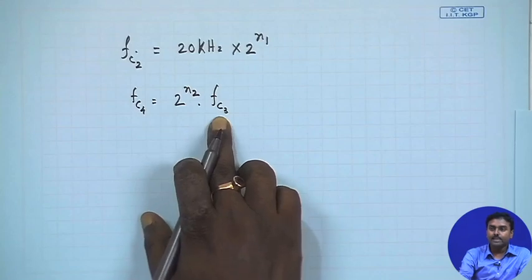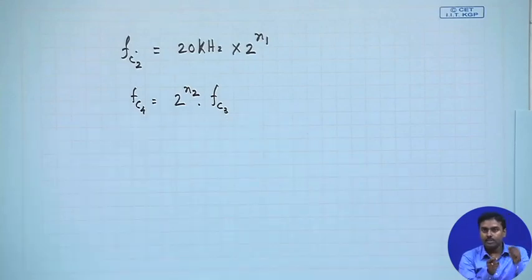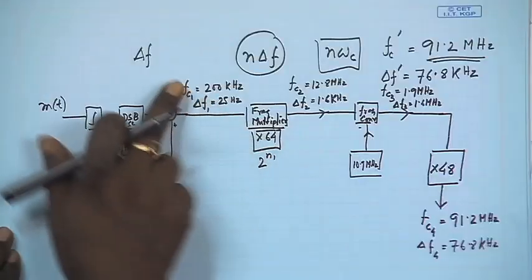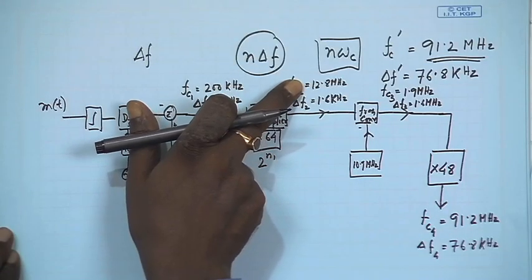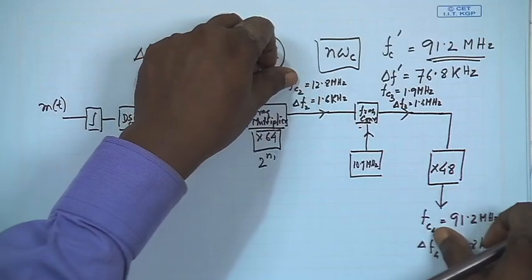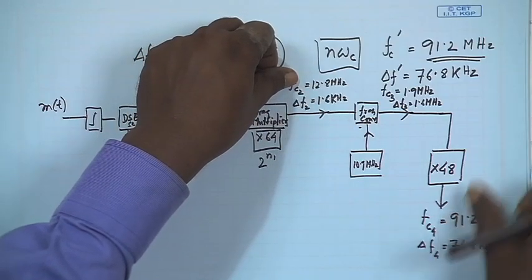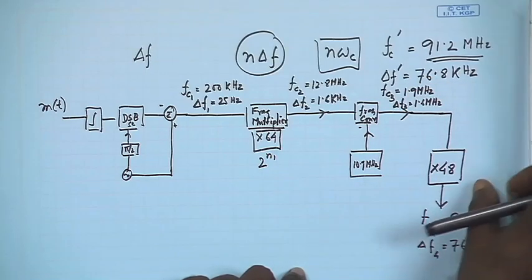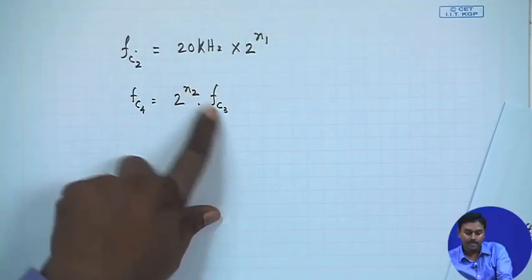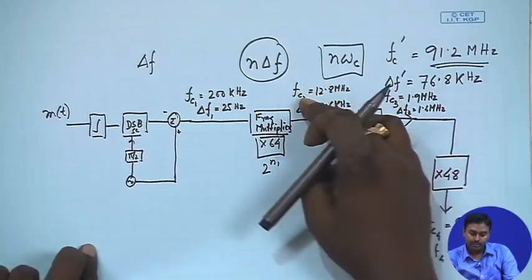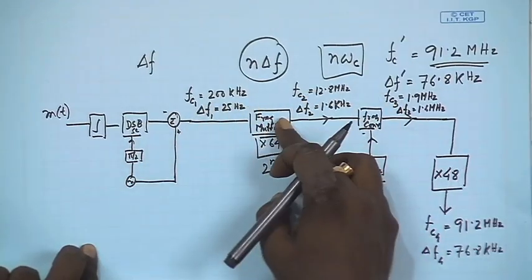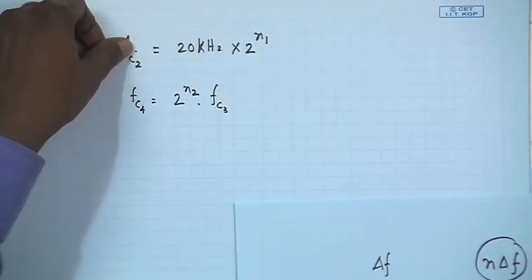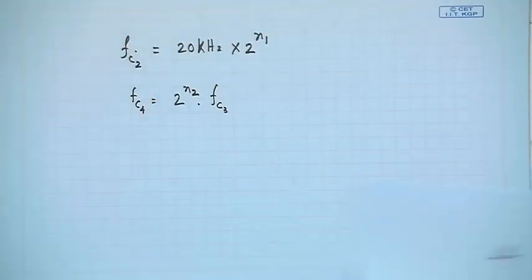This Fc3 is generated due to the interaction of Fc2 and the local oscillator. From Fc1, with multiplication, I get Fc2, and Fc4 is my final target. Fc4 is generated due to this multiplication, so 2 to the power n2 into Fc3 should be Fc4, and Fc2 should be 2 to the power n1 into Fc1. These two equations are always valid. Now, what will happen?